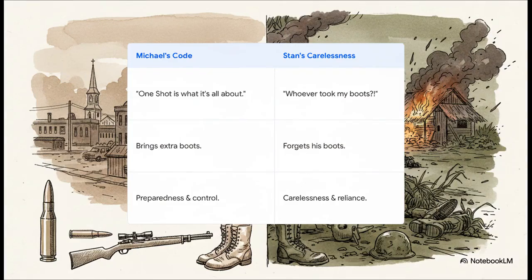And right here, we see that code in action. It's brilliant, actually. The screenplay puts Michael's whole philosophy of preparedness right up against Stan's carelessness. Michael literally brings an extra pair of boots for Stan because he knows he'll forget his. Stan breaks the code, relies on other people, and complains. This is the script just spelling it out for us. These are the rules that govern their world, before it all gets blown to pieces.